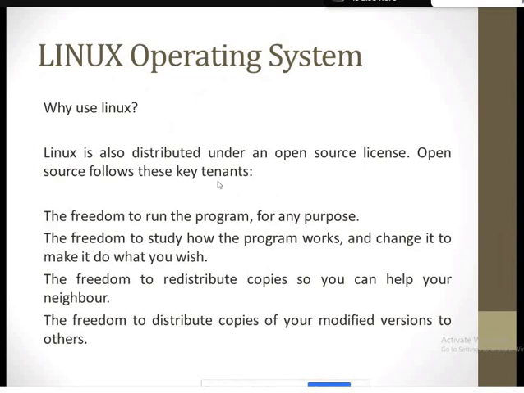Why use Linux? Linux is open source and follows these key tenets: the freedom to run the program for any purpose, the freedom to study how the program works and change it to make it do what you wish, the freedom to distribute copies so you can help your neighbor, the freedom to distribute copies of your modified versions to others.